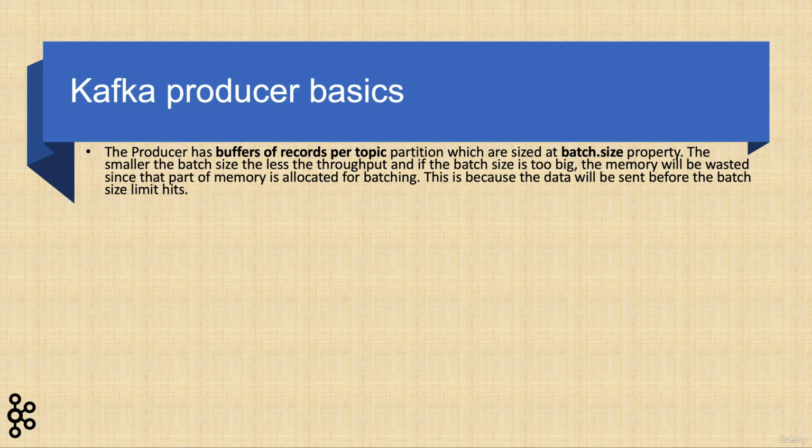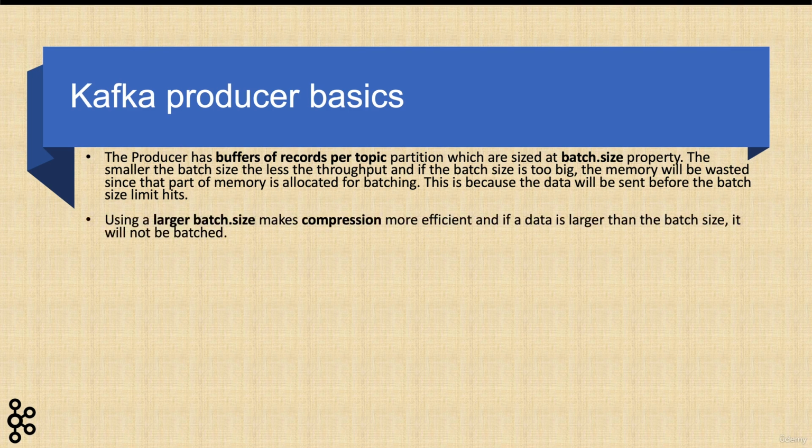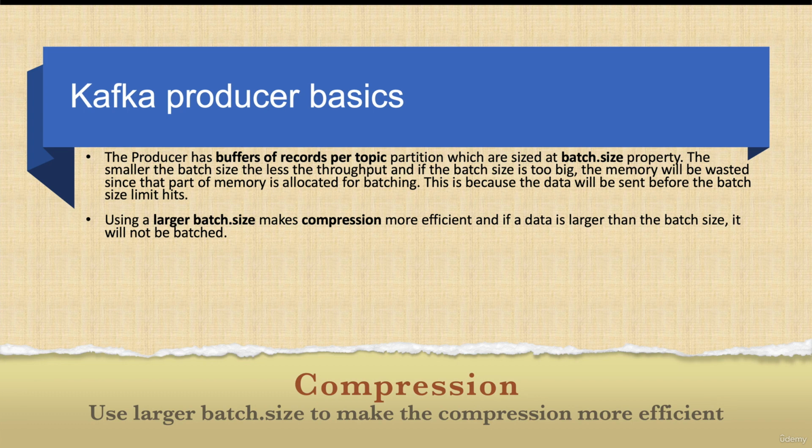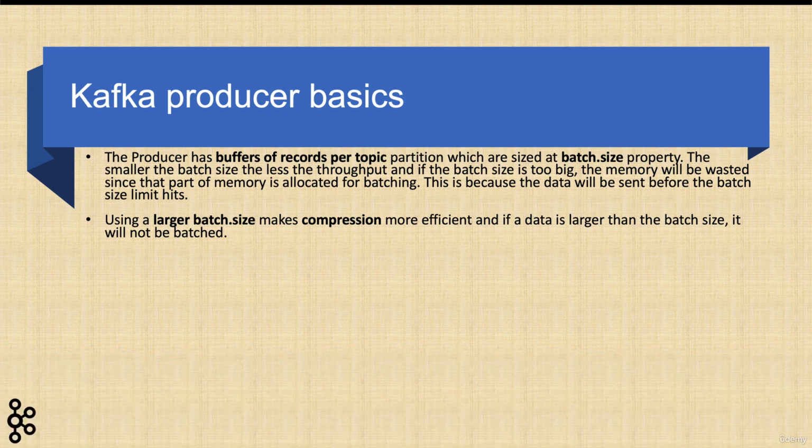The smaller the batch size, the less throughput, and if the batch size is too big, the memory will be wasted, since the part of the memory that is allocated for batching will not be used. This is because the data will be sent before the batch size limit hits. Using a larger batch size makes compression more efficient, and if the data is larger than the batch size, it will not be batched. In the next slides, I will explain compression type a bit more in detail.